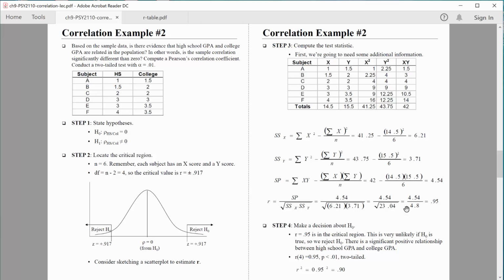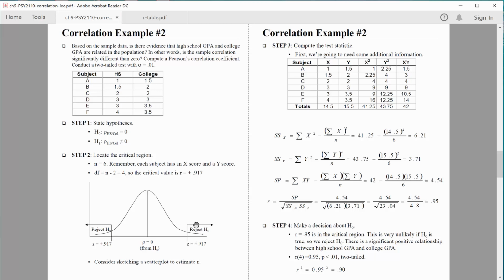So we've got that value of 0.95. Remember, a value of 0 is right here in the middle. Our critical region is marked off at 0.917. And the question that we ask ourselves is, is 0.95 within that rejection zone? And the answer is yes, it clearly is.